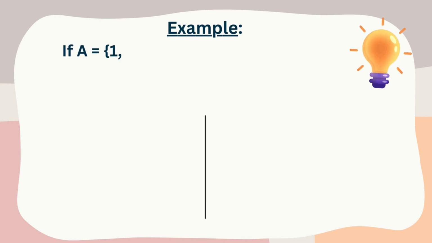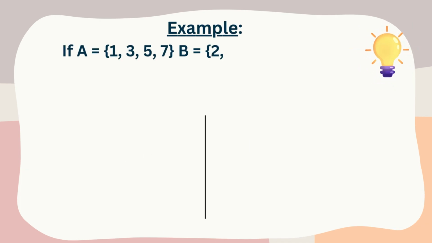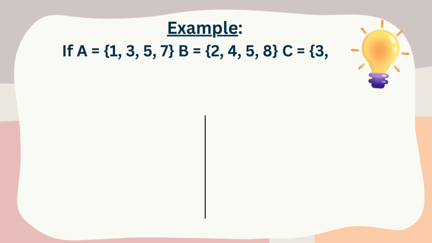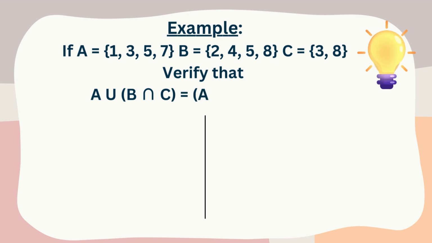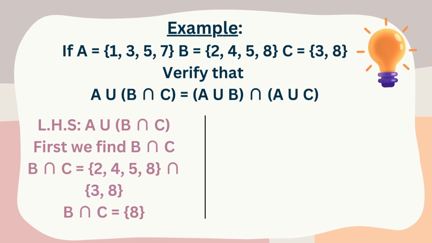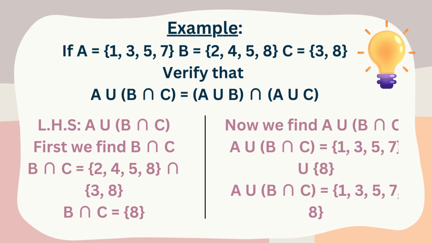Looking at an example, set A is 1, 3, 5 and 7, set B has 2, 4, 5 and 8, with set C as 3 and 8. First we solve the left hand side. We solve the brackets first, with B intersecting C. The common element between set B and set C is just element 8. And then we find the union with set A, which results in 1, 3, 5, 7 and 8.